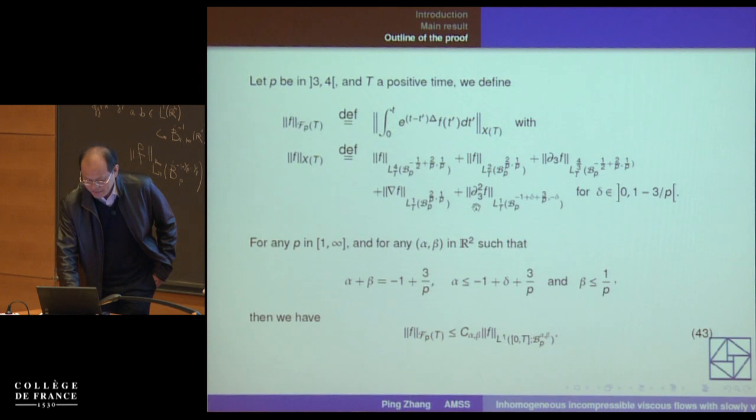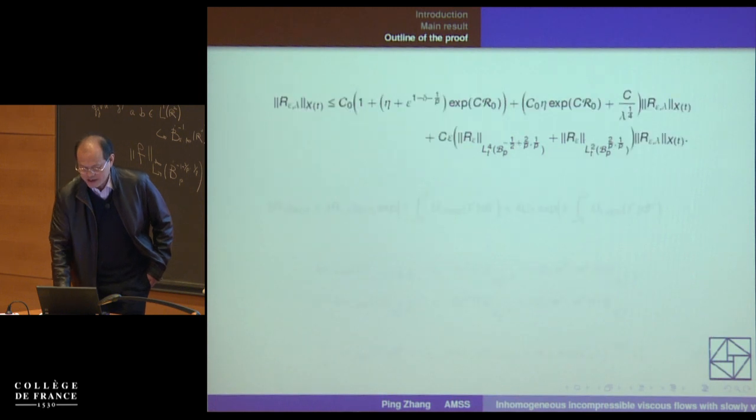For this, we can in fact prove, for p between 1 and infinity, alpha plus beta equals minus 1 plus 3 over p, with alpha less than or equal to this constant and beta less than or equal to this constant, that this F_p norm should be controlled by this L1 from 0 to t of the B of alpha, beta anisotropic Besov norm. So with this estimate, we apply it to the integral formulation we just obtained. We find R epsilon lambda should satisfy an inequality like this.